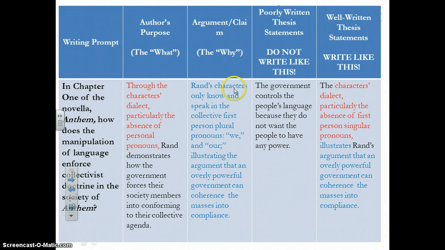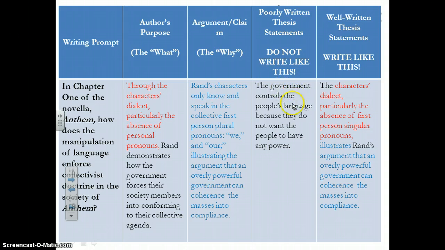This is what I think. Okay, but I never say I, I always talk about Rand because I'm writing about the author's purpose, not Miss Green's purpose. Rand's characters only know and speak in the collective first person plural pronouns we and our, illustrating the argument that an overly powerful government can coerce the masses into compliance. Alright, so what I do next is I decide what out of here is important. Let me show you what this does not look like.